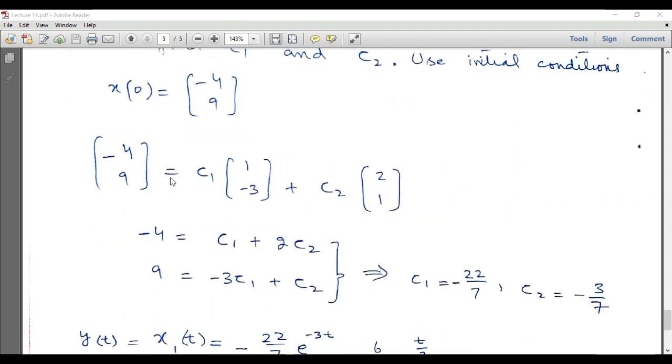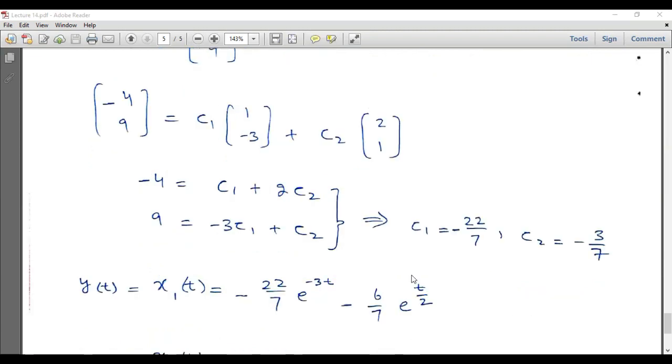So this equation will actually give us two equations: minus 4 is equal to c1 plus 2c2, and 9 is equal to minus 3 c1 plus c2. And we have two equations and two unknowns. So c1 and c2 are evaluated as minus 22 by 7 and minus 3 by 7.